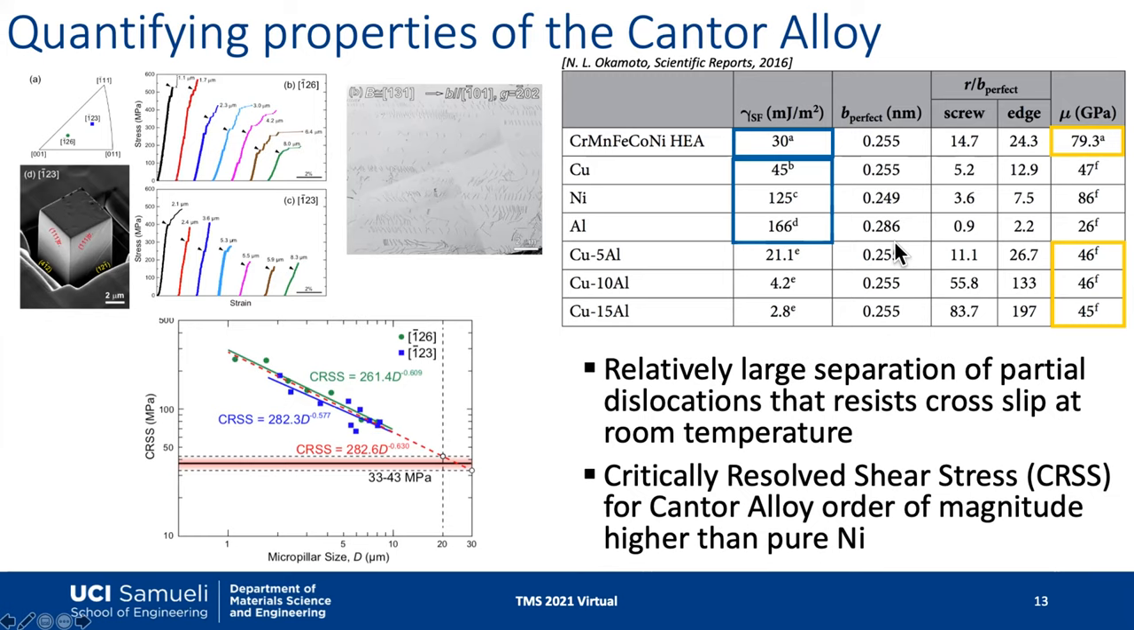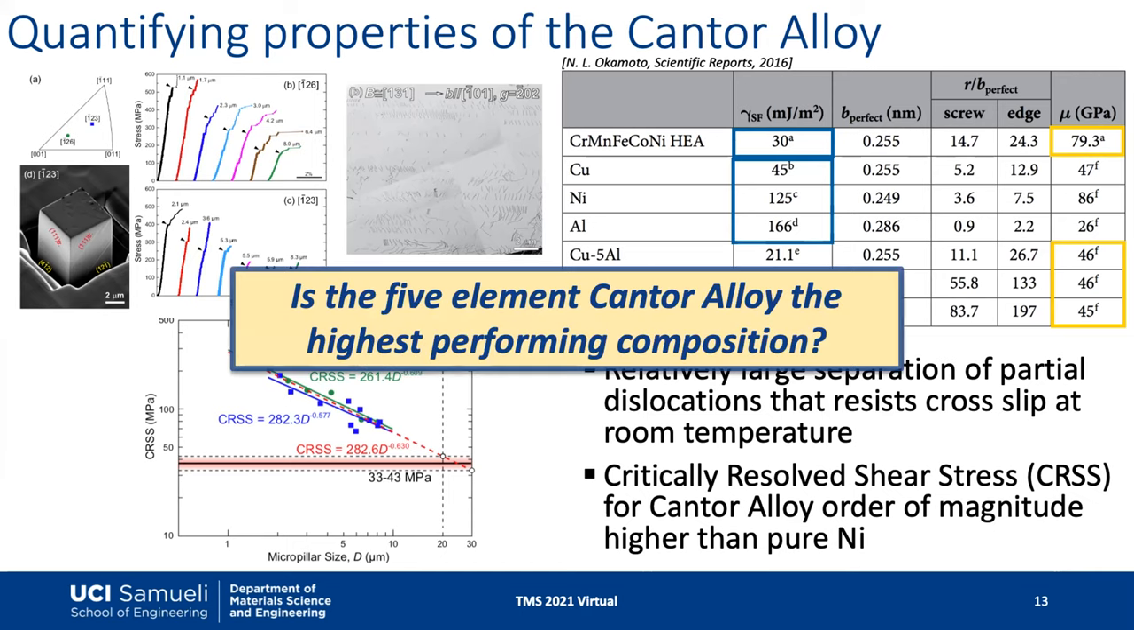So when the magnitude is higher than that of pure nickel in this critical resolved shear stress, this means that the stress required to activate twinning in a tension test is low, and twinning is activated during the entire plastic deformation of the Cantor alloy at cryogenic temperatures.